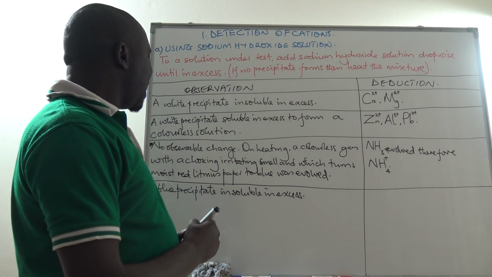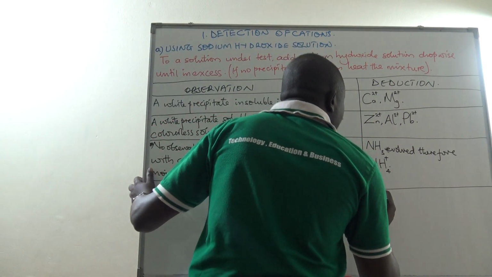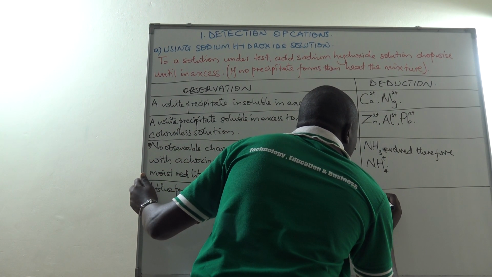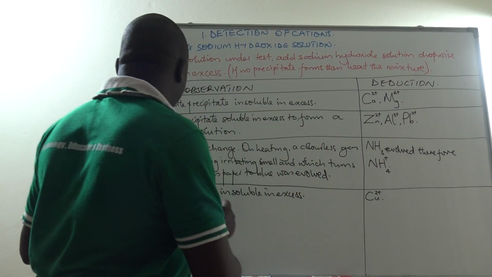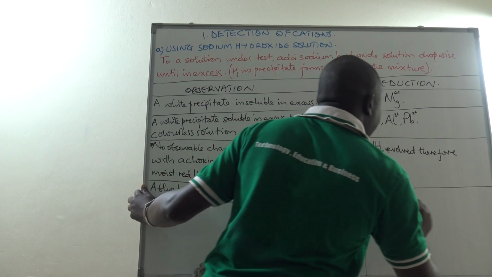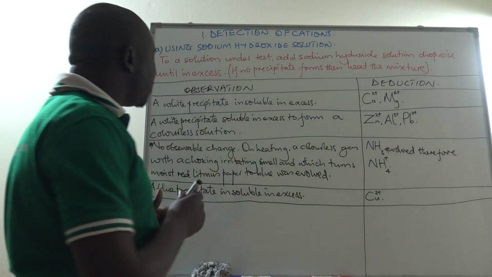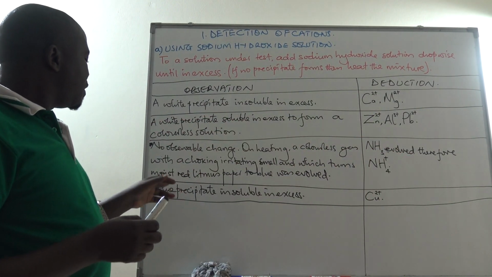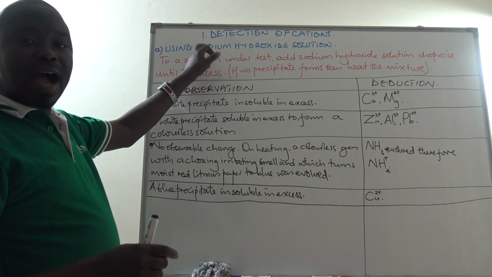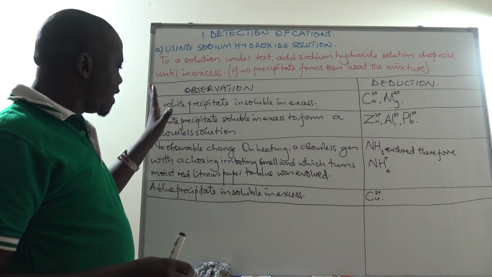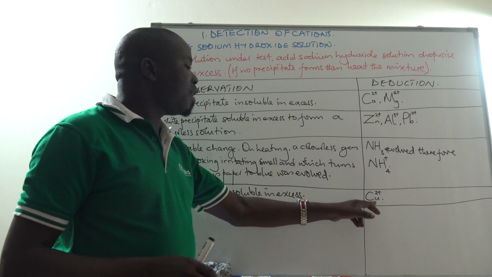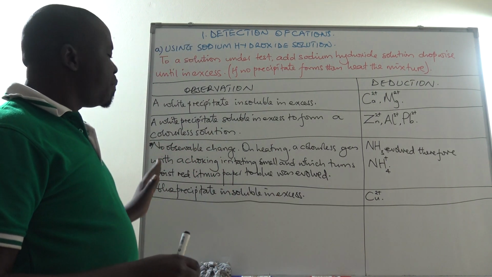A blue precipitate insoluble in excess. This one means that there is copper 2 ion. So as simple as that. Copper 2 ion is strictly able to form for us a blue precipitate, not a green one this time when we are using the actual test reagents. We shall not have any green precipitate having copper 2 ion. For copper 2 ion is strictly a blue precipitate.